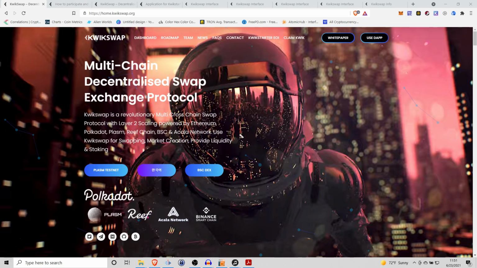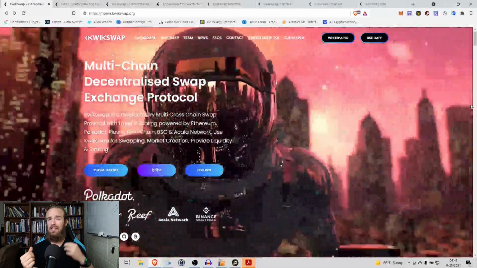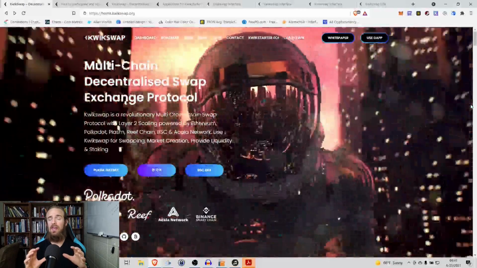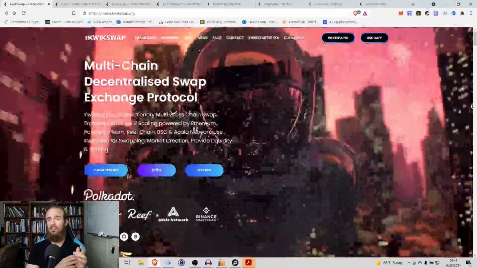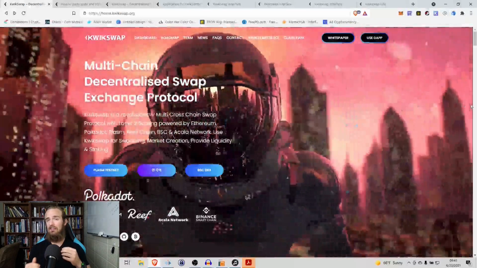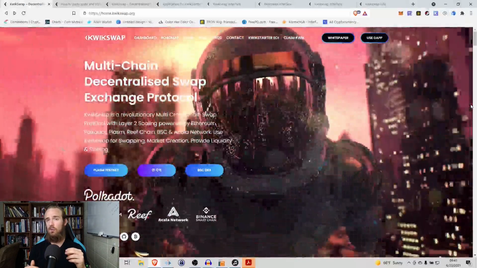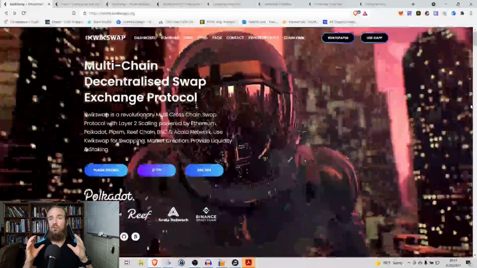Kwikswap is a multi-chain decentralized exchange protocol that incorporates layer 2 scaling solutions, is powered by Binance Smart Chain, Ethereum, Polkadot, Plasma, and on top of that, it gives you the functionality to swap cryptocurrencies, stake cryptocurrencies, and even participate in IDO token launches in one easy-to-use platform.